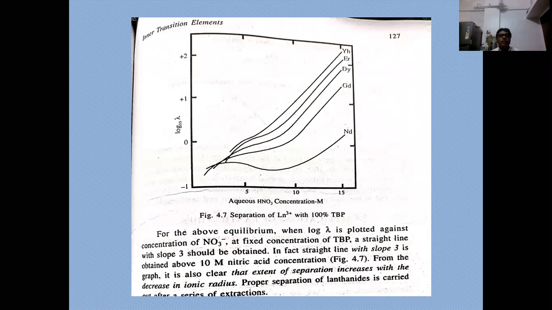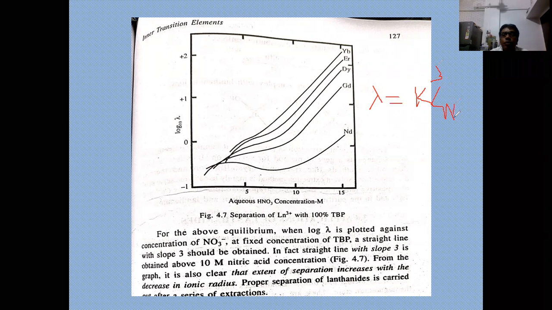So let us see the next step here. This slide represents the graph of distribution coefficient lambda with concentration of the nitric acid. In the previous equation, we have derived the equation lambda equals K multiplied by the concentration of nitrate ion raised to power 3.